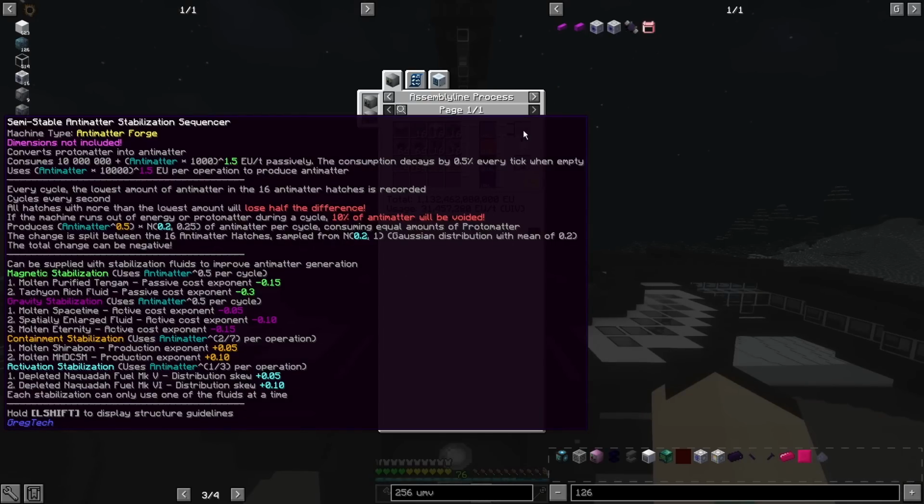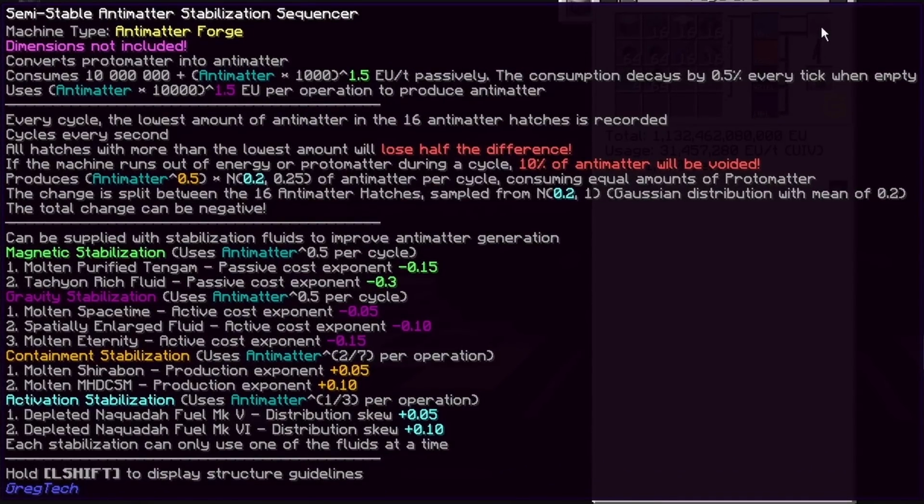Now, let's look at this enormous tooltip together. This machine converts protomatter into antimatter, and it consumes 10 million plus antimatter times 1000 to the 1.5 EU per tick passively. And when it's actively doing stuff, it uses an additional antimatter times 10,000 to the 1.5 EU. Every cycle, the lowest amount of antimatter in the 16 antimatter hatches is recorded, and every cycle means every second. All hatches with more than the lowest amount will lose half the difference.